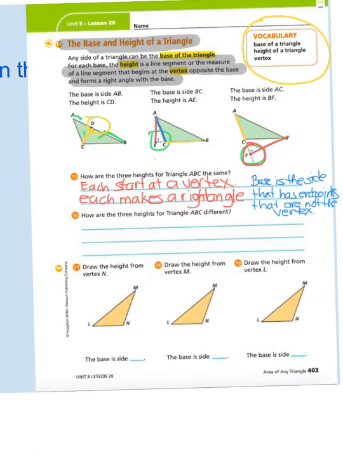So the next thing that you need to do is you need to think of how are the three heights for triangle ABC different. So just pause the video, see if you can come up with some differences.